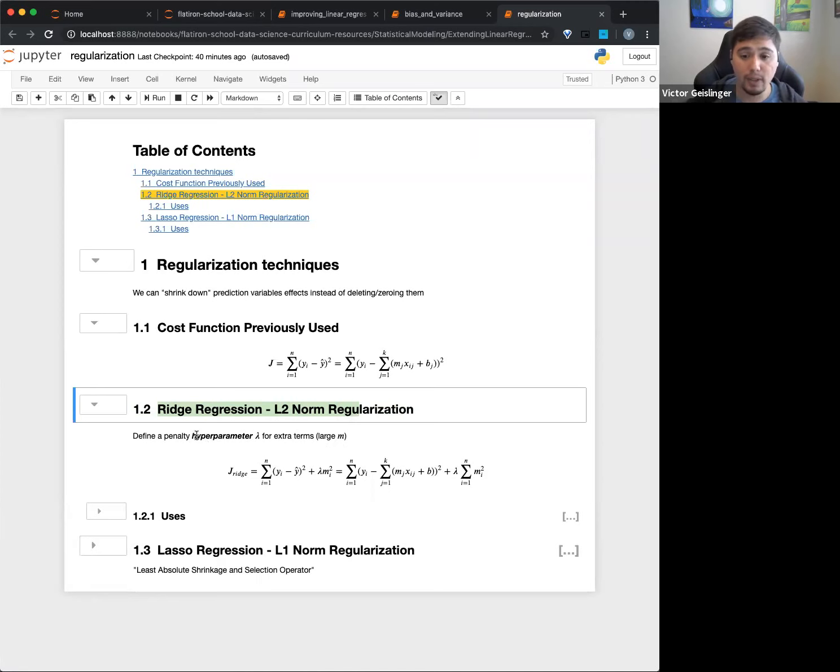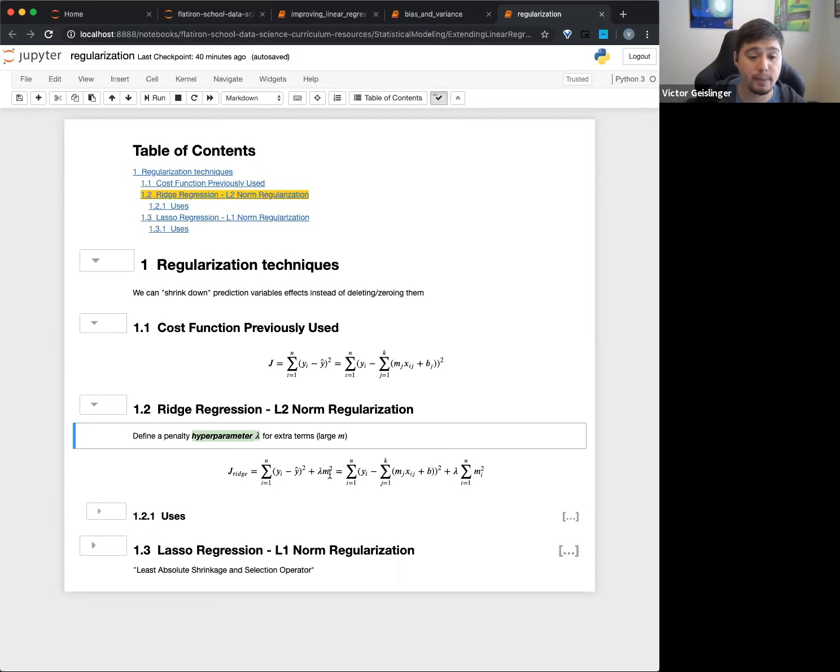So note that we introduce a new kind of what we call a hyperparameter, lambda. Basically that's going to be put into our equation here. You can see here's the original cost function, and essentially what we do is include this other factor, lambda times mi squared.